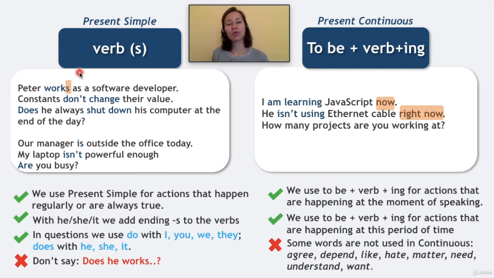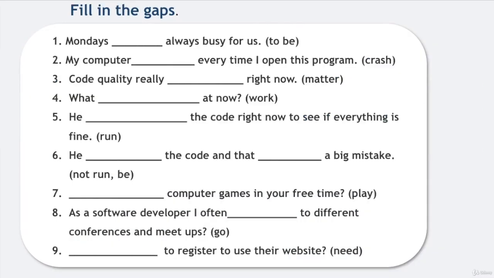So let's move over to an exercise which is going to help you to revise what you've learned just now. Look at these sentences and fill in the gaps. I will give you a couple of seconds to think about each sentence and then the answer will appear in the gap. So let's look at number 1. Mondays, always busy for us. And the verb that you have to use is to be.